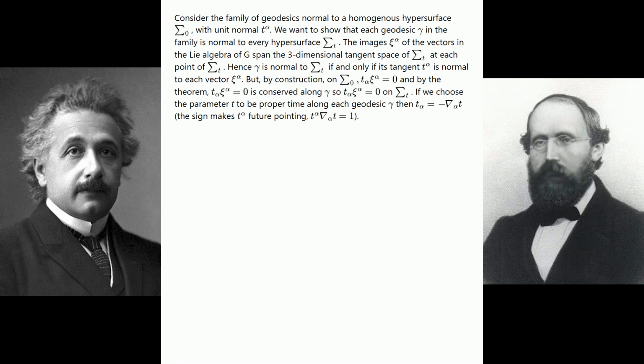But by construction, on Σ_0, T_α ξ^α = 0, and by the theorem, T_α ξ^α = 0 is conserved along γ, so T_α ξ^α = 0 on Σ_t. If we choose the parameter t to be proper time along each geodesic γ, then T_α = -∇_α t. The sign makes T^α future pointing, T^α ∇_α t = 1.